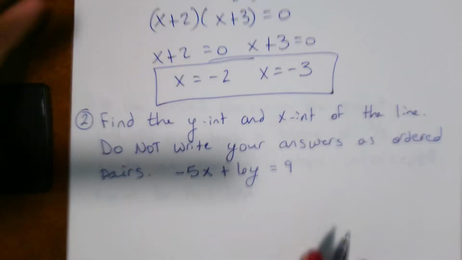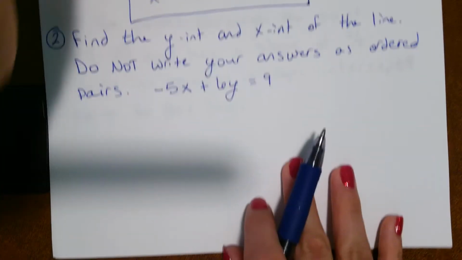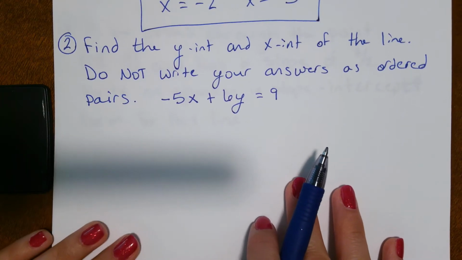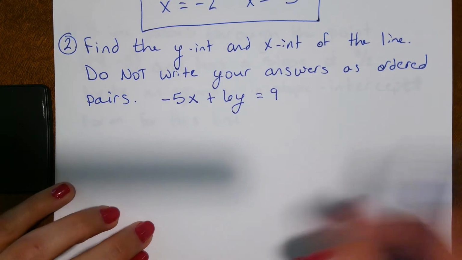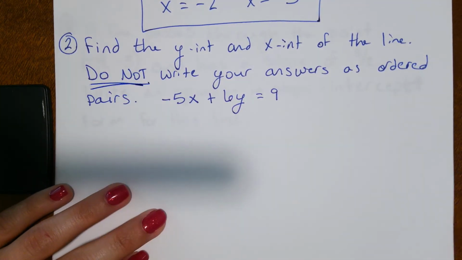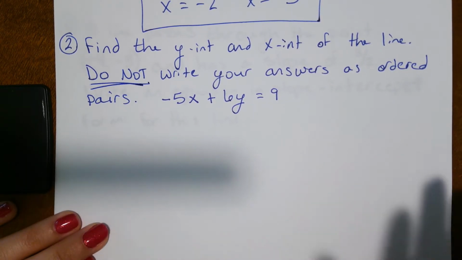All right, looking at the second question. It says to find the y and x-intercept of the line, do not write your answers as ordered pairs. This bothers me a little bit, but this is what the question asks you for. I prefer to write them as ordered pairs, but we have to follow instructions.